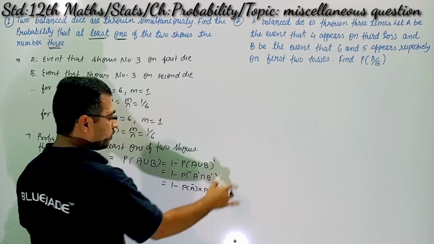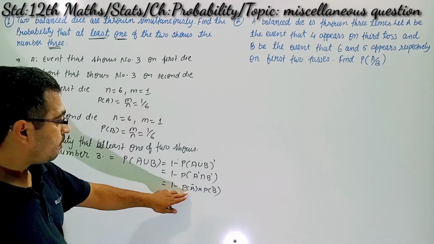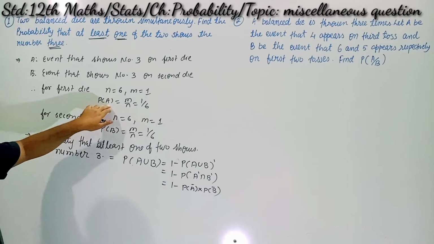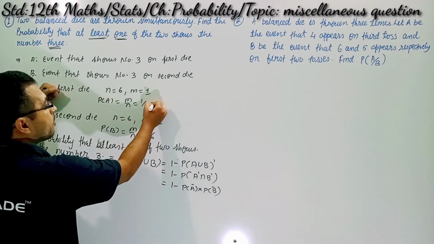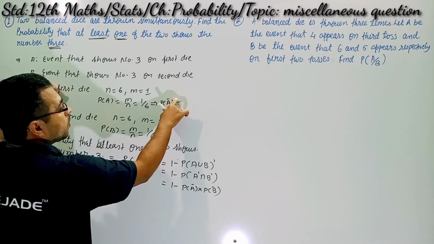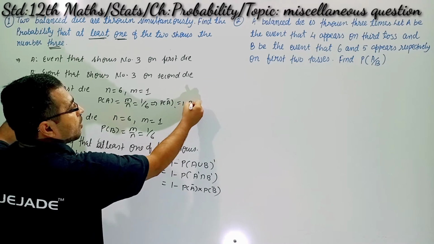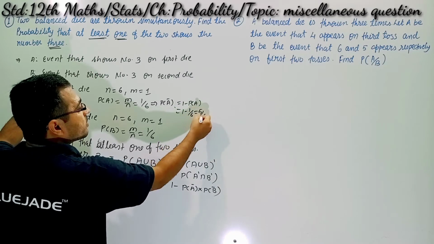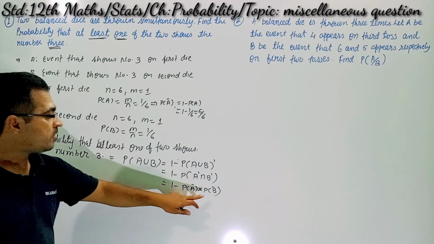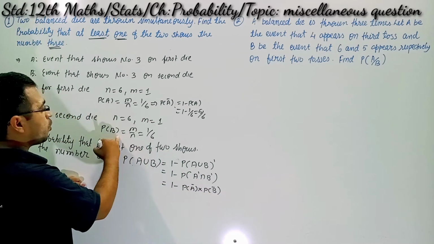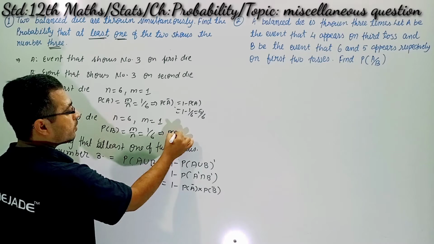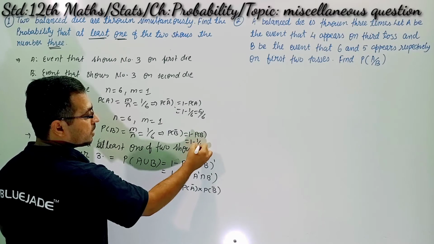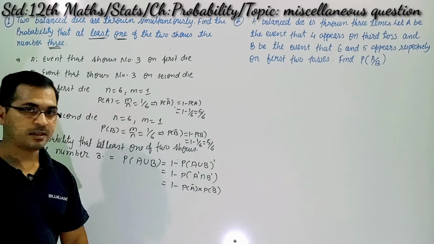So what we needed over here is P of A bar and P of B bar. How can we find them? From here, P of A is what? 1 by 6. So what about P of A bar? 1 minus P of A. So 1 minus 1 by 6, so 5 by 6, right students? And here we needed what? P of B bar also. So from here we can write what? P of B bar is equal to 1 minus P of B. So 1 minus 1 by 6, we are getting 5 by 6.